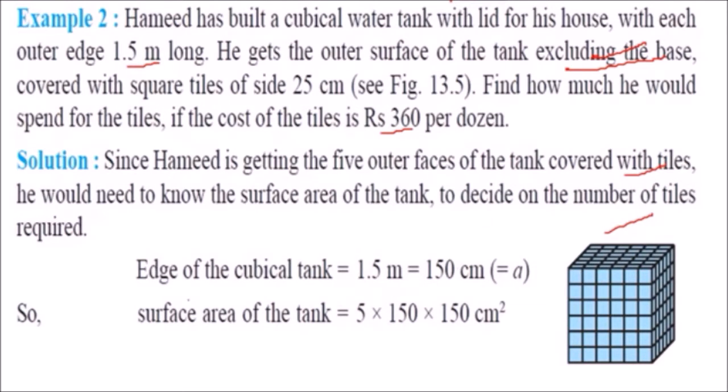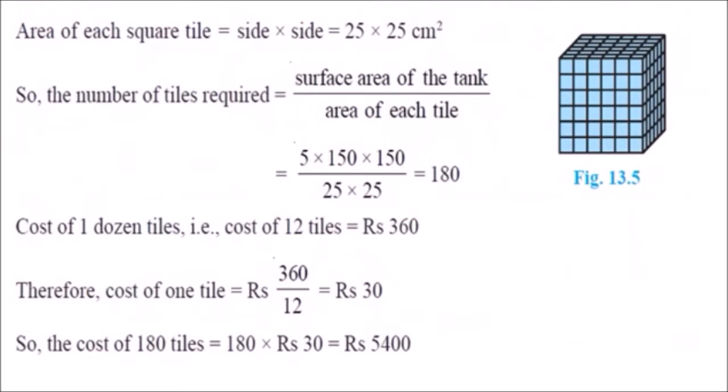Now the edge of the cubical tank is given. This is 1.5 meters long. Let us change it into centimeters because the tile side is given in 25 centimeters. So 1.5 meters, just multiply it by 100, you get 150 centimeters. Now what is the surface area of the tank? For one face it will be A into A, that is 150 into 150. Now we have 5 because 1 has to be excluded. So 5 into 150 into 150 is the surface area of the tank.